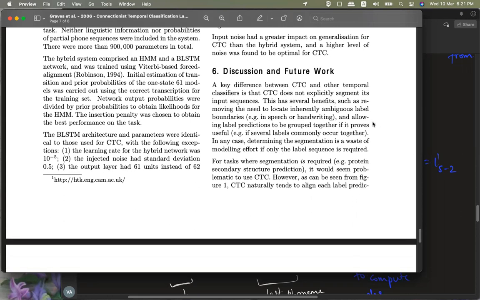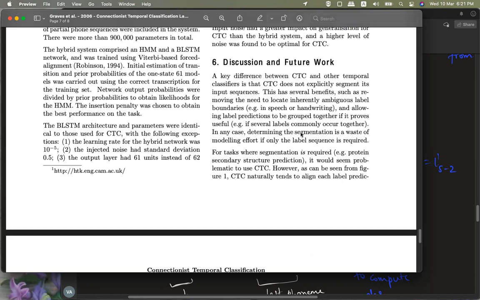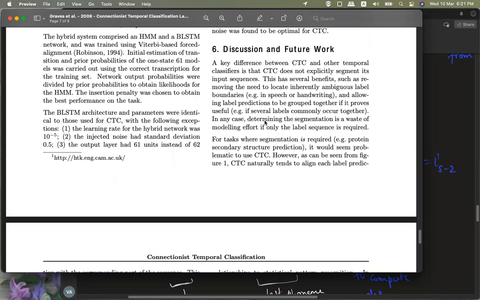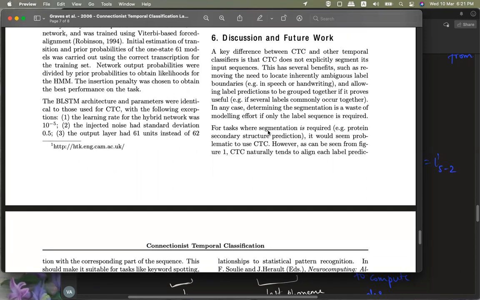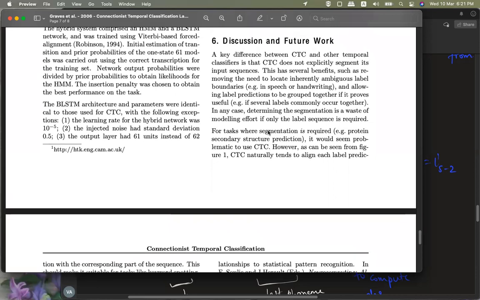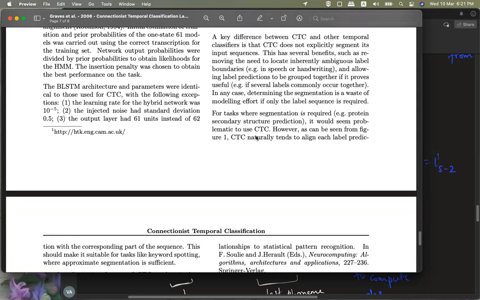These are some important features. In any case, determining the segmentation is a waste of modeling effort if only the label sequence is required. If you're only finding the sequence, then segmentation is not required. So that is what they are saying. This is one limitation of this algorithm, that it does not give you the segmentation. For tasks where segmentation is required, it would seem problematic to use CTC.